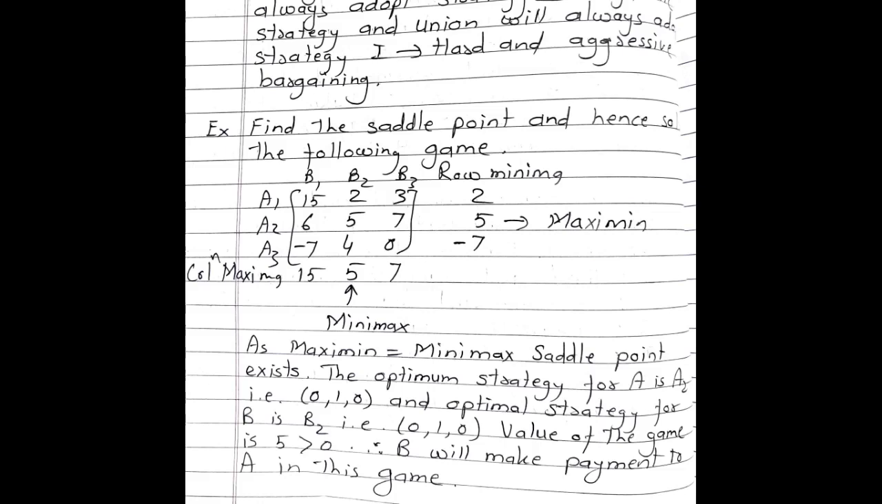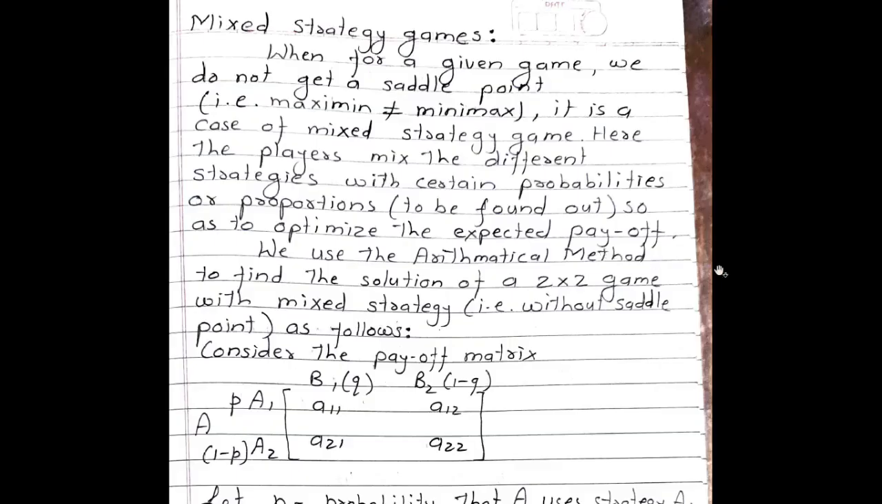The optimal strategy for A is A2, that is 0, 1, 0. And optimal strategy for B is B2, that is 0, 1, 0. Value of the game is 5, which is greater than 0. Therefore, B will make payment to A in this game. Till now we have seen the pure strategy games. Now we have to see mixed strategy games.